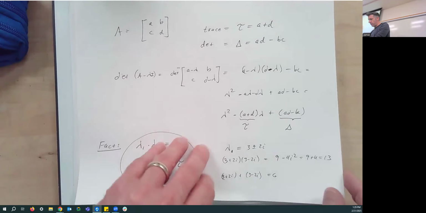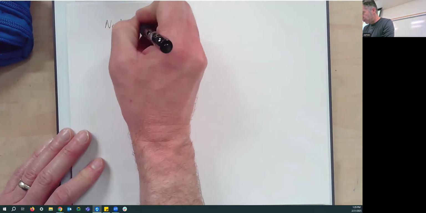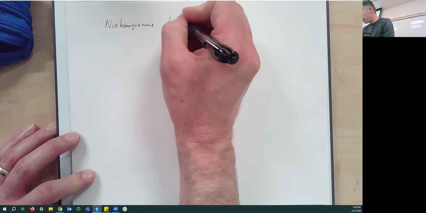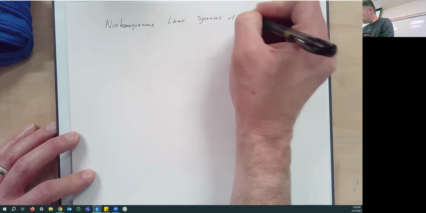Anyway, let's stop talking about that and talk about some non-homogeneous linear systems of differential equations, which is always kind of interesting. Non-homogeneous. That just means that we don't get 0, 0 as our solution. Homogeneous means the trivial solution, 0, 0, is the only solution. Non-homogeneous means we don't have that. Non-homogeneous linear systems of differential equations.